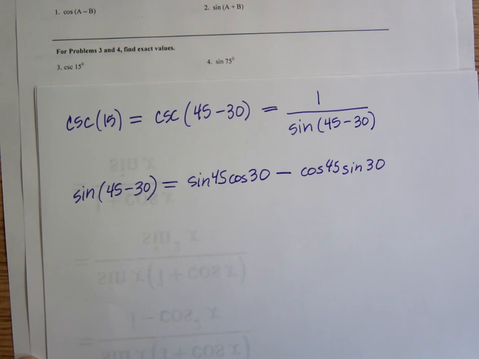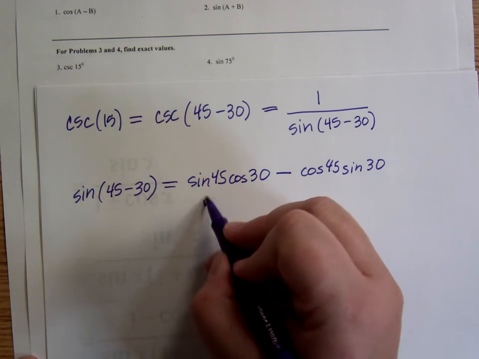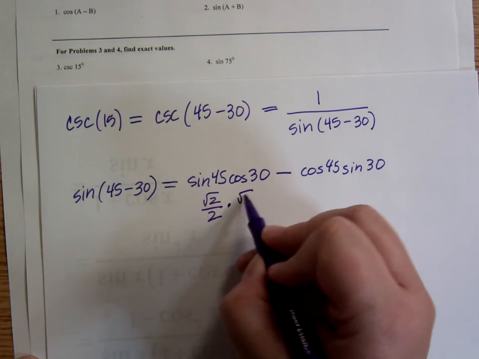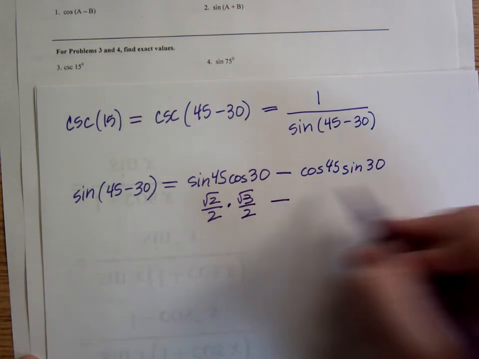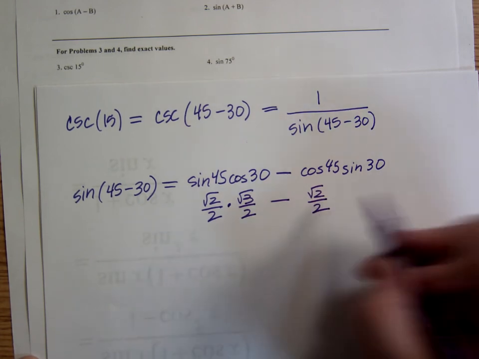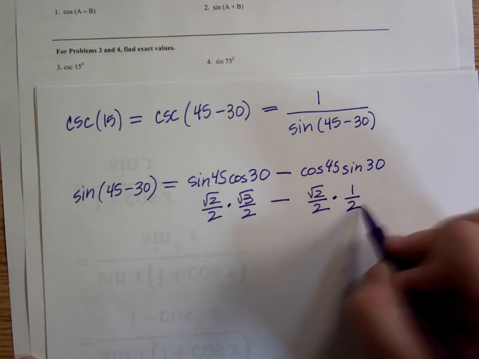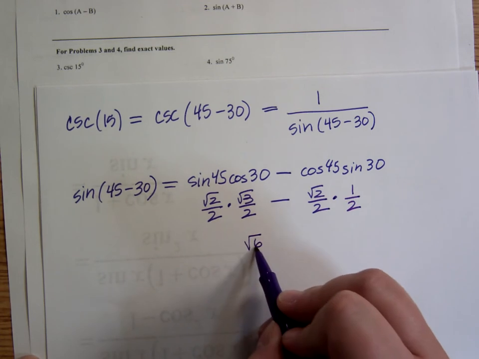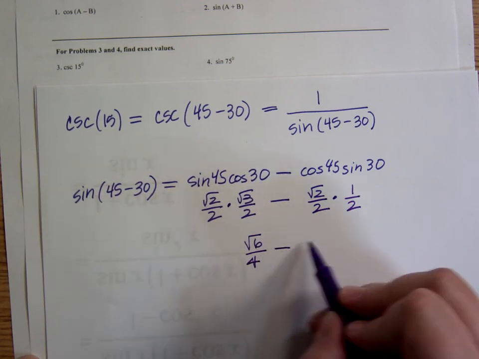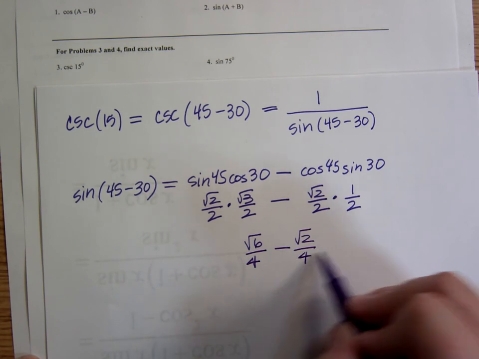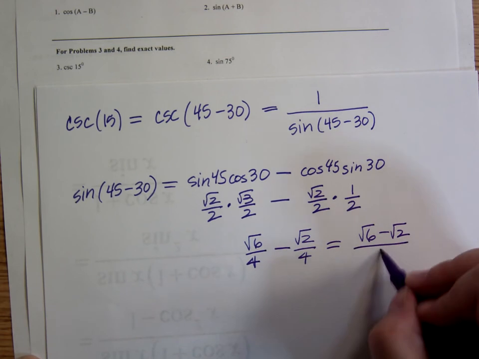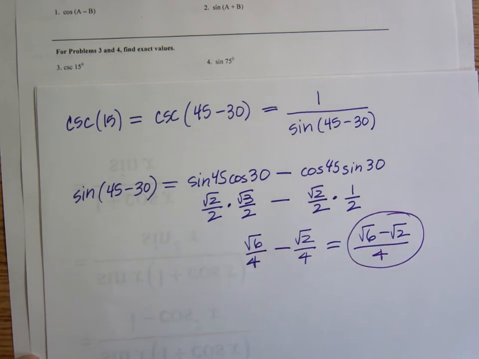The sine of 45 degrees is square root of 2 over 2. The cosine of 30 is root 3 over 2. The cosine of 45 is root 2 over 2. And the sine of 30 is 1/2. So this is going to be square root of 6 over 4. Don't forget that turns into a 4. Minus square root of 2 over 4, which we generally go ahead and write as one fraction, like so.